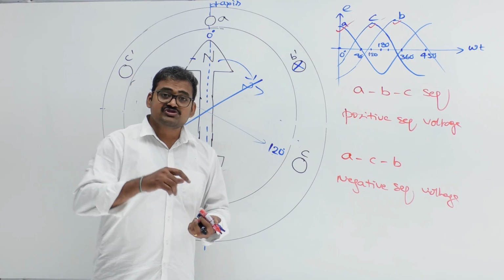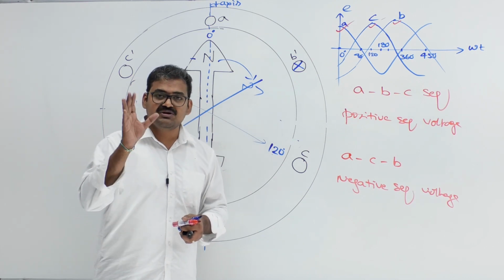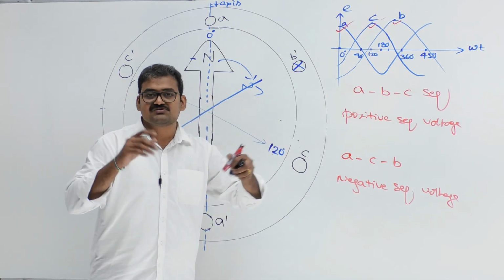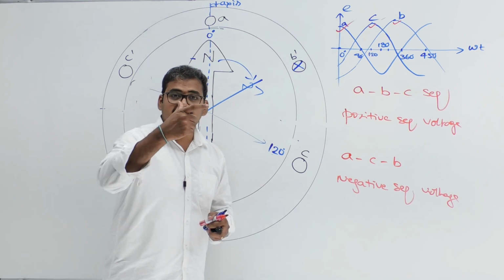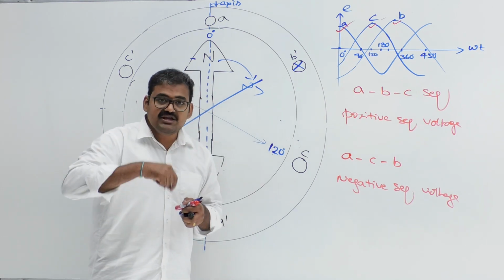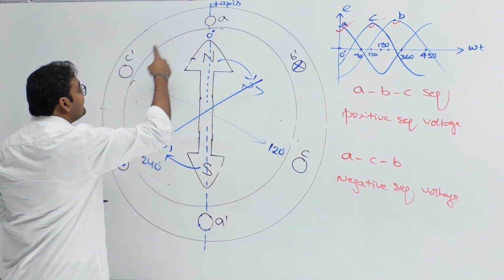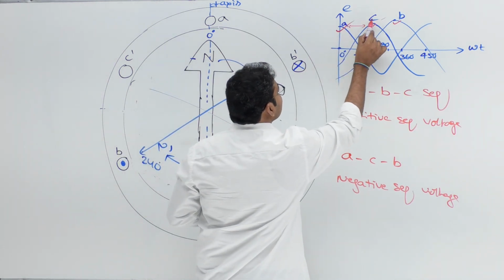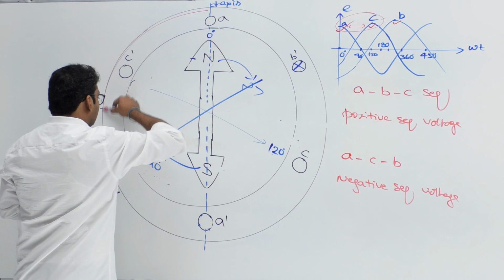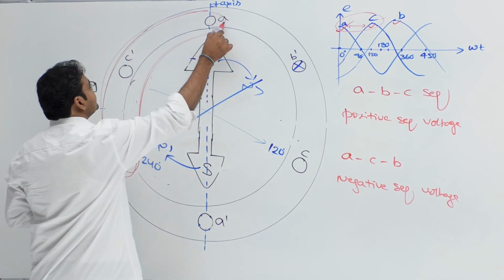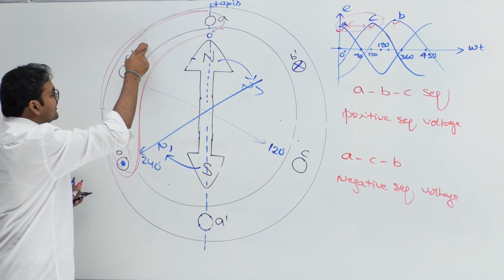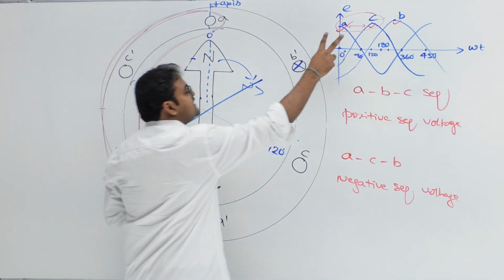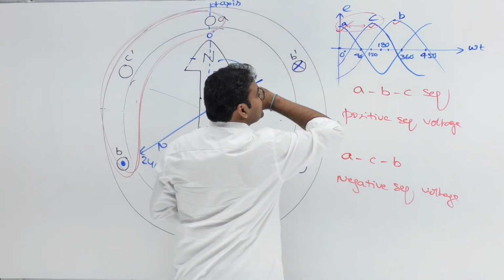And one more thing, to generate balanced voltage. Balanced voltage means there should be 120 degrees electrical displacement among the three phase voltages. To have 120 degrees displacement between voltages, we need 120 degrees displacement between windings also. Suppose if you maintain rather than 120 degrees, if you maintain 110 degrees, what happens? The voltages will also have only 110 degrees phase displacement.